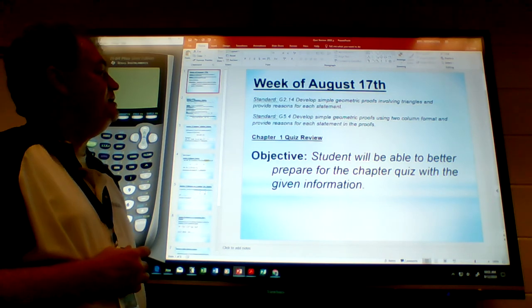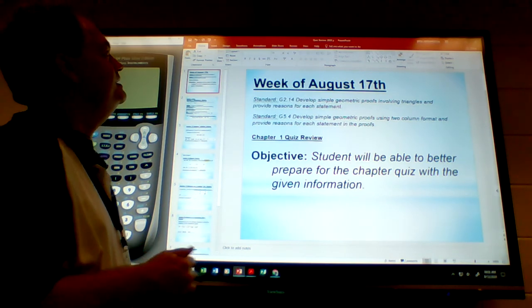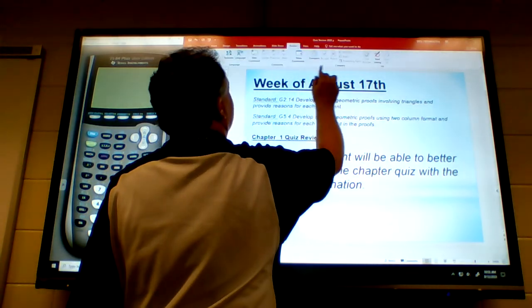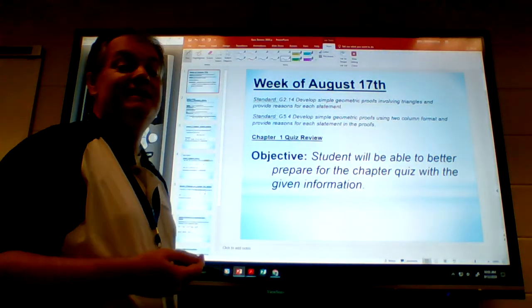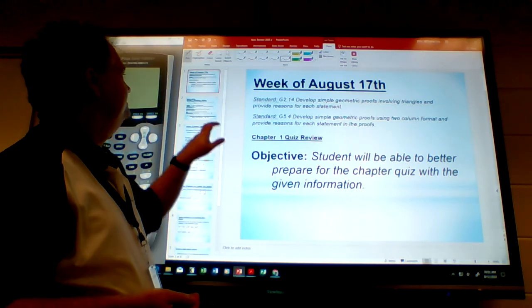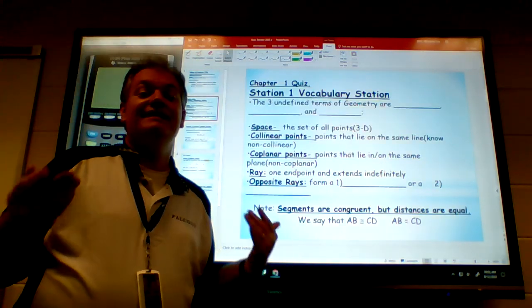Today's objective is you'll be able to better prepare for the chapter quiz with the given information. So it's a basic objective, but it works. Sometimes simple is the best thing.